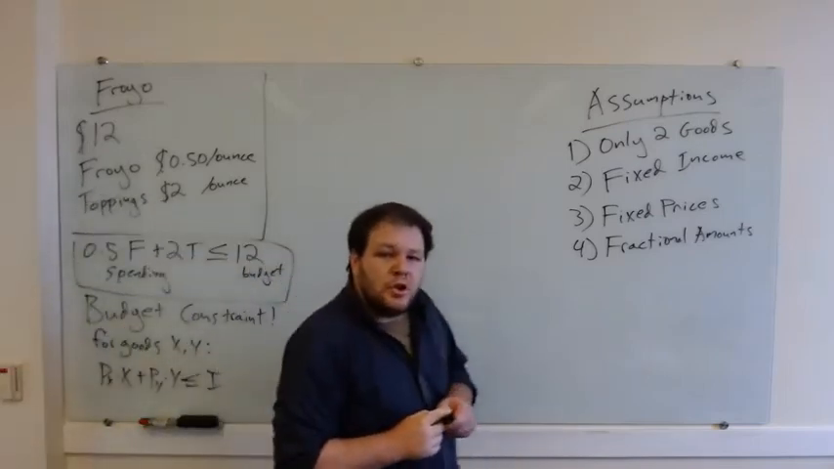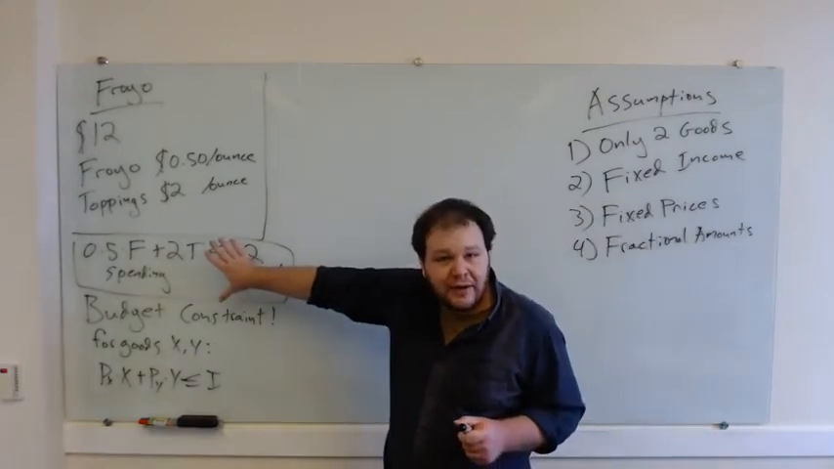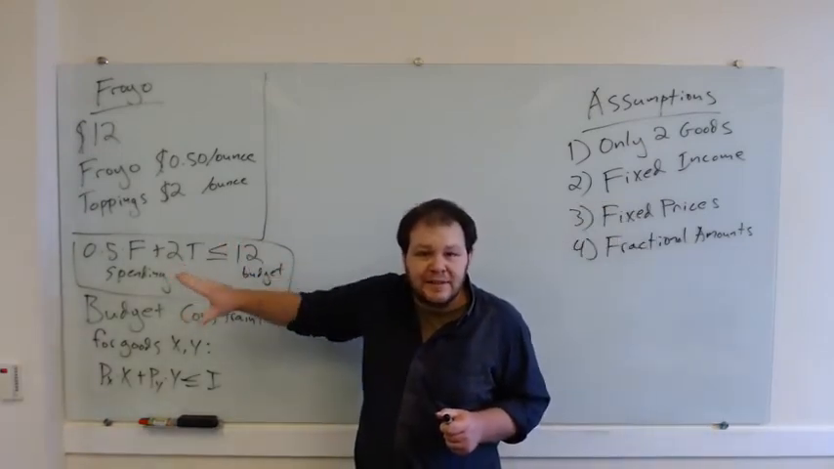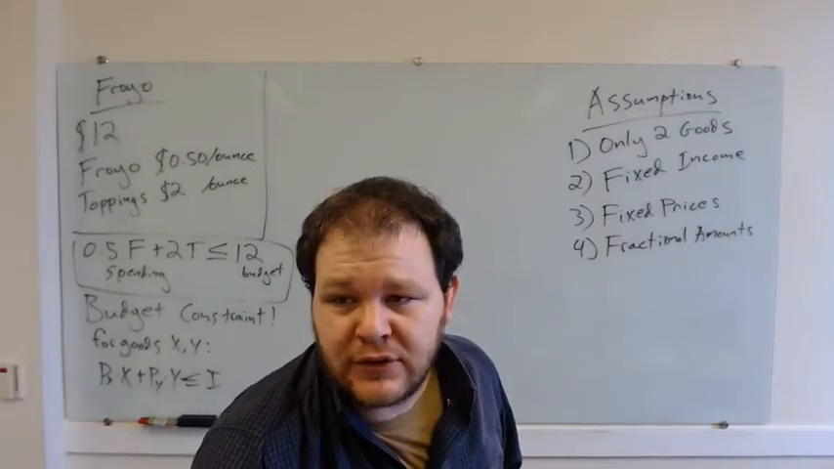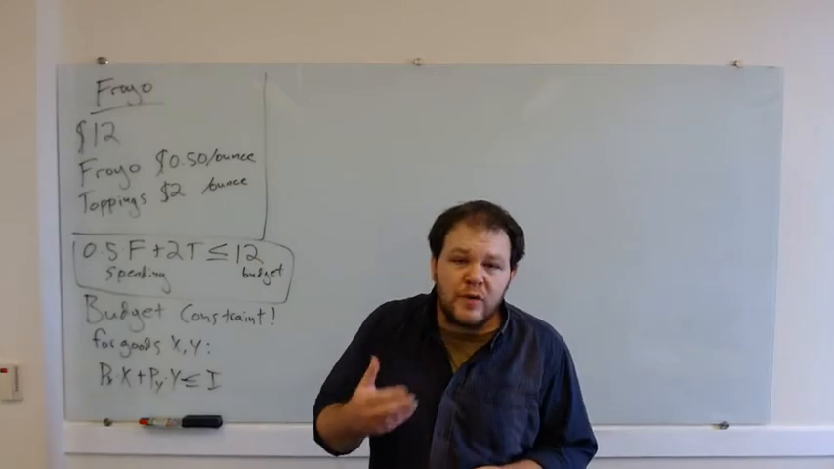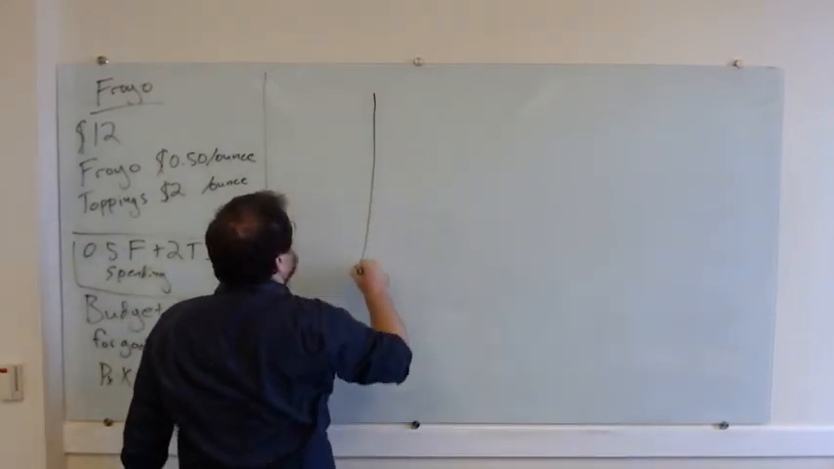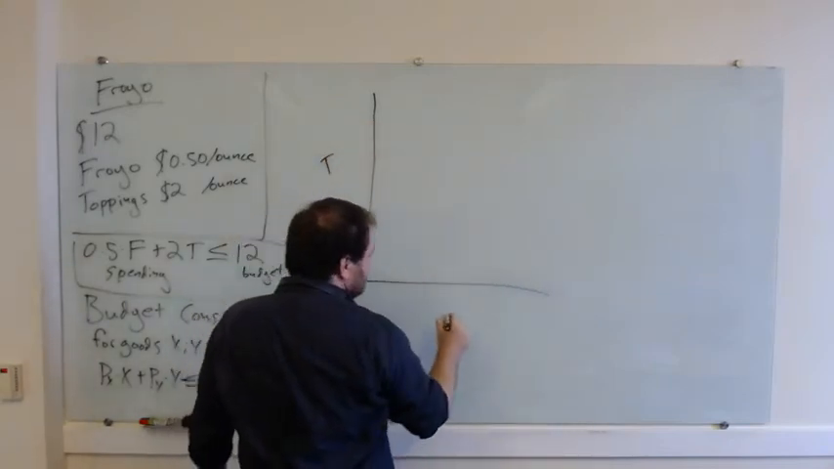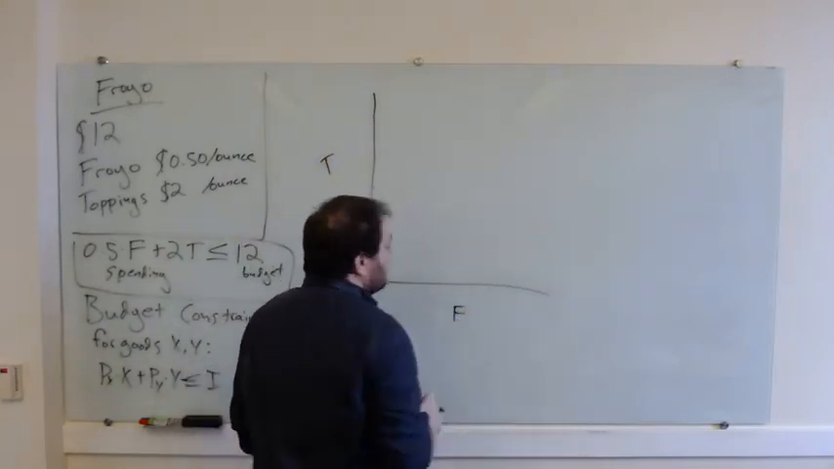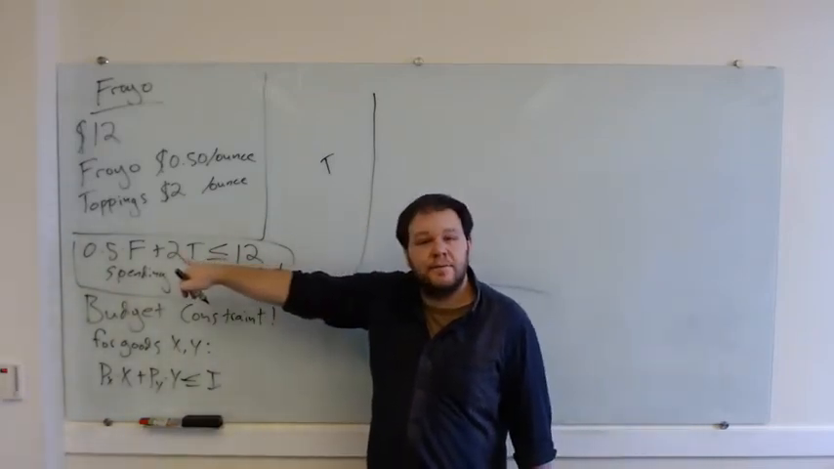Okay, so now we need to figure out, given that this is our budget constraint, right, given that this restrains us, how to represent this graphically, what it looks like to have this budget constraint. Okay, so to do that, we're going to draw a graph where we put the number of toppings on the vertical axis, amount of froyo on the horizontal axis. Let's think about what this constraint looks like.